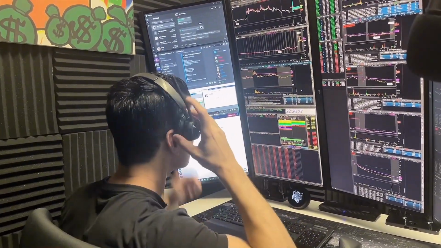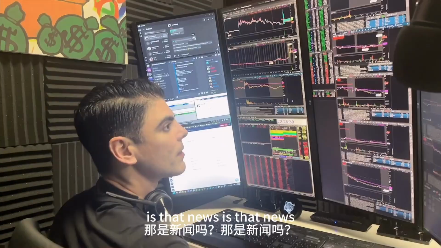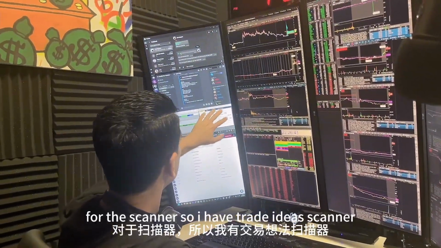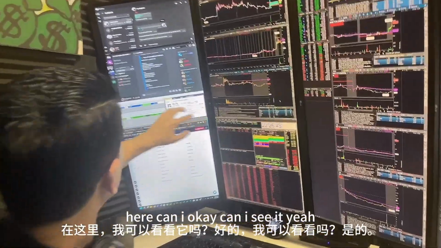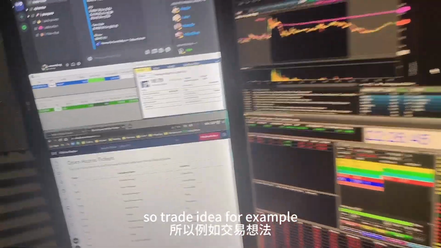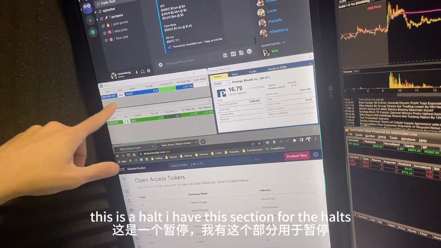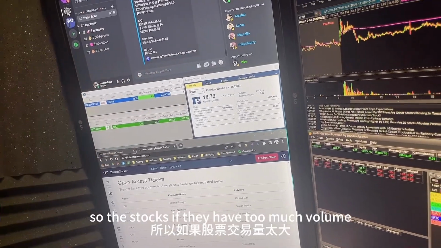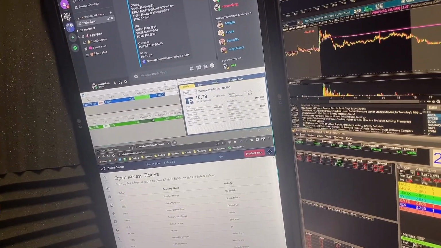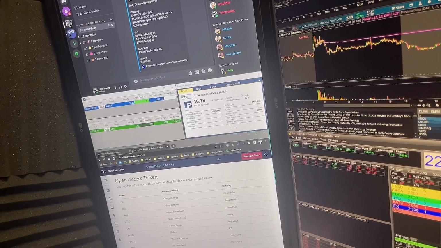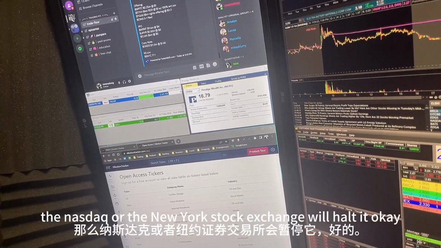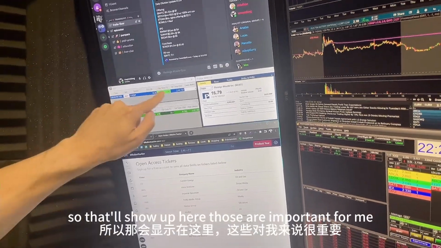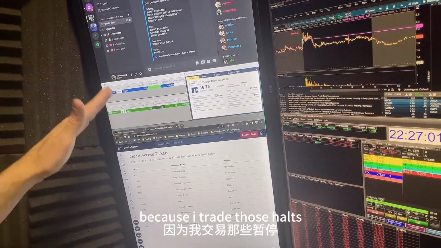Is that news or is that for the scanner? So I have the Trade Ideas scanner here. Can I see it? Yeah. So Trade Ideas, for example, this is a halts section. If a stock has too much volume in too little time, the NASDAQ or the New York Stock Exchange will halt it, and that will show up here. Those are important for me because I trade those halts.